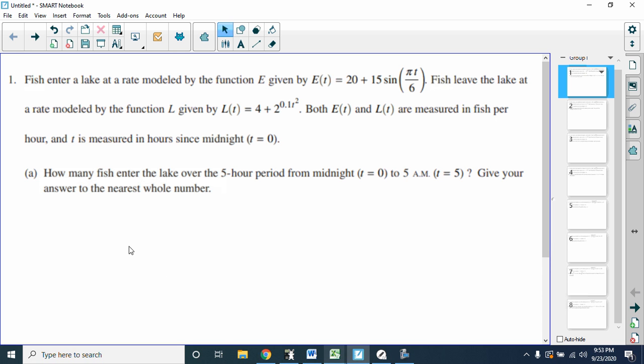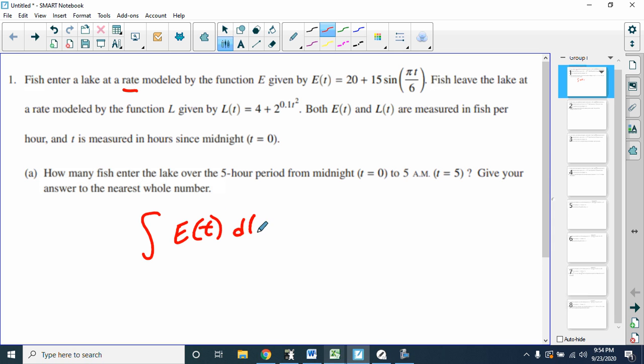So part A asks how many fish entered the lake over the 5-hour period starting at midnight until 5 a.m. So we are only concerned about the number of fish entering the lake, so we only want to work with E of t. Because we are given a rate of change and we want the number of fish, we want to integrate E of t dt starting at time 0 and ending at time 5.